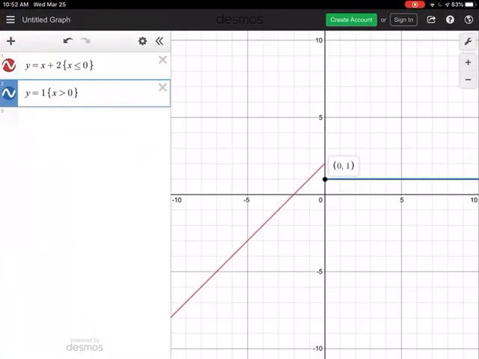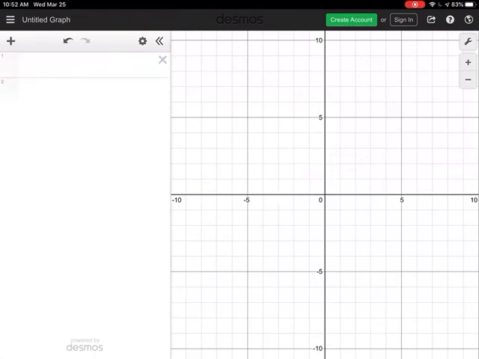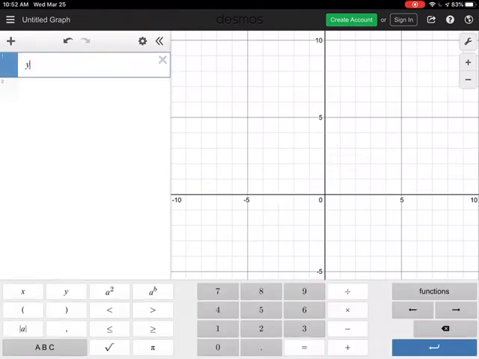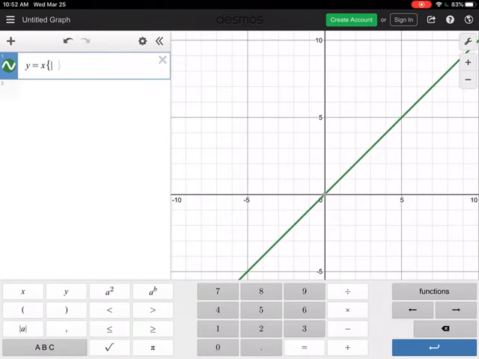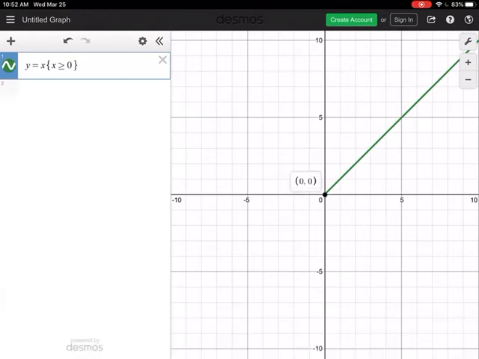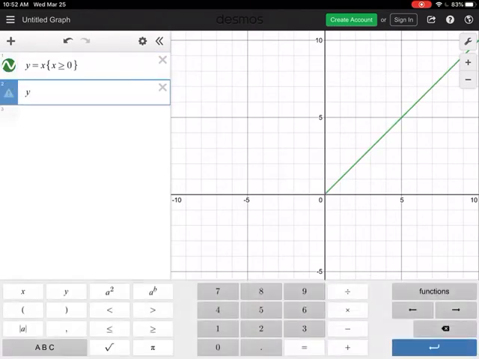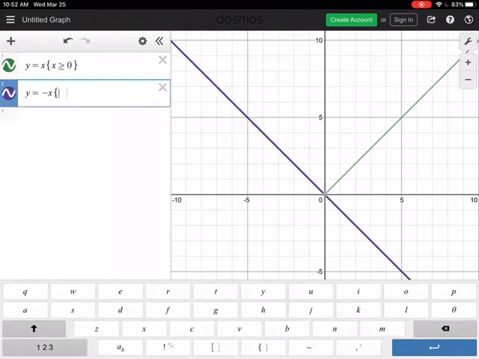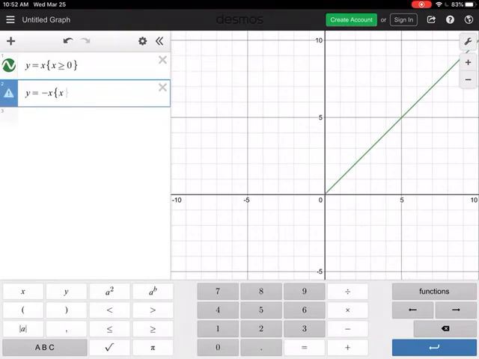So let's see. So I have y equals x. And this is, you put the braces if you want restrictions. This is when x is greater than or equal to, there's a symbol right there, 0. There's your first piece. And then you have y equals negative x. And the restrictions is when x is less than 0. There's your other piece of graph.